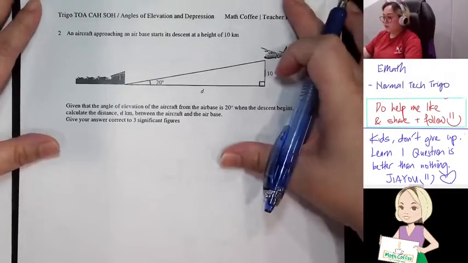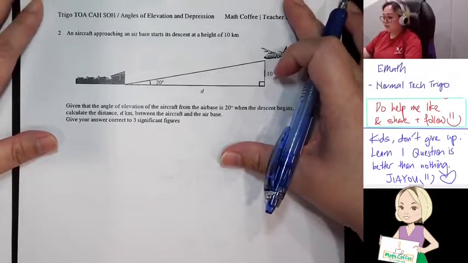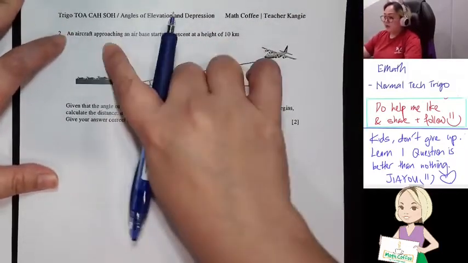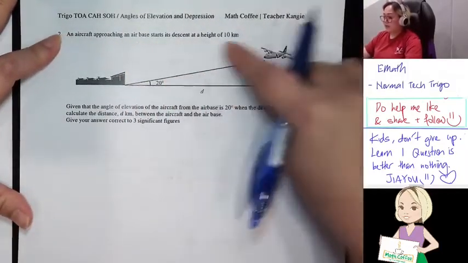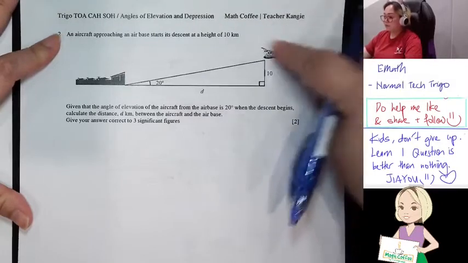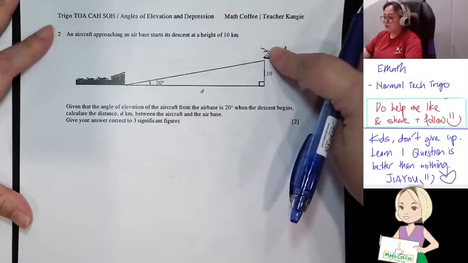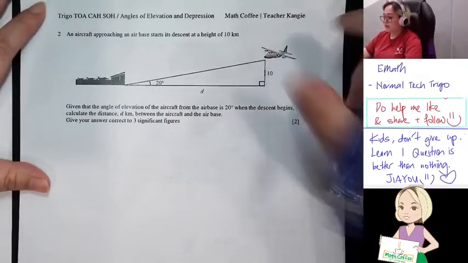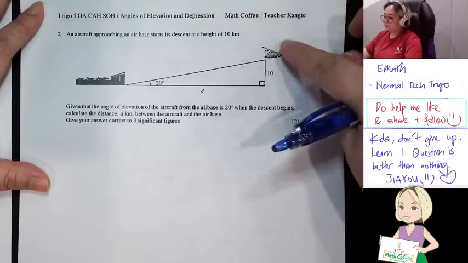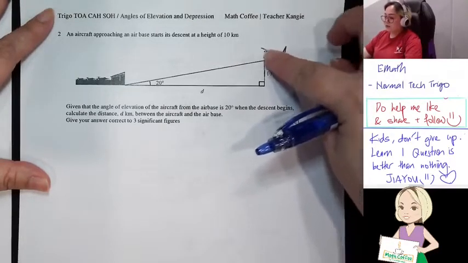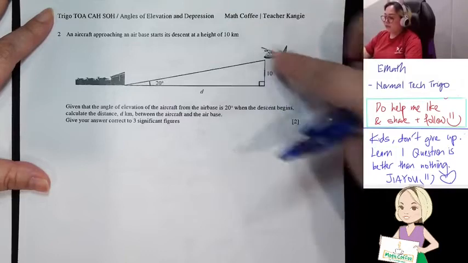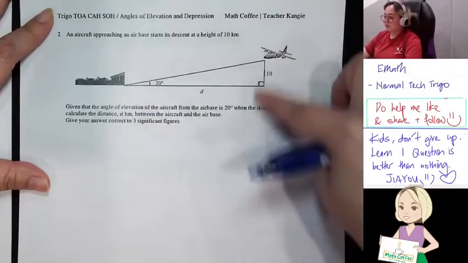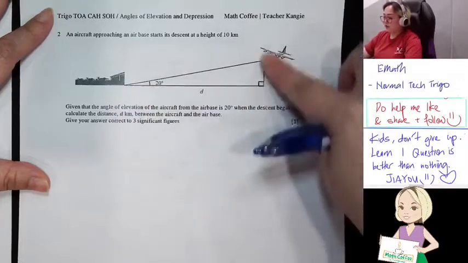So over here, we talk about some elevation and depression. This is something like real life. An aircraft approaching an airbase starts its descent at a height of 10 km. Okay, so this is the aeroplane. I already did simultaneous equations, please check my YouTube channel for the previous live. So they come down and it's at 10 km. So 10 is here, 20 degrees is here, D is here, and they have already drawn a right angle triangle over here.